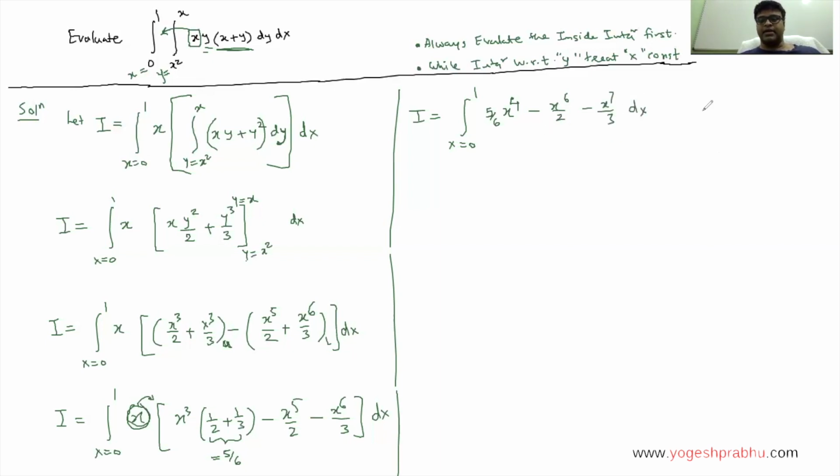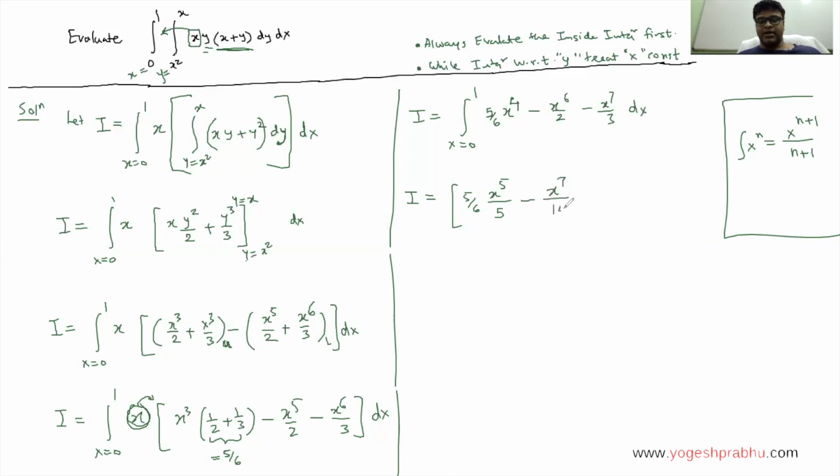Now this is a very simple integral. Of course, you know the formula, right? What is the formula? Integration of x raised to n is going to be x raised to n plus 1 upon n plus 1. Okay, so we'll use that formula and solve this over here. So I is going to be 5 by 6. Okay, this is x raised to 5. The integration of x raised to 4 is going to be x raised to 5 upon 5. Minus this integration is going to be x raised to 7 by 14. Minus this will be x raised to 8 by 8 times 3, 24.